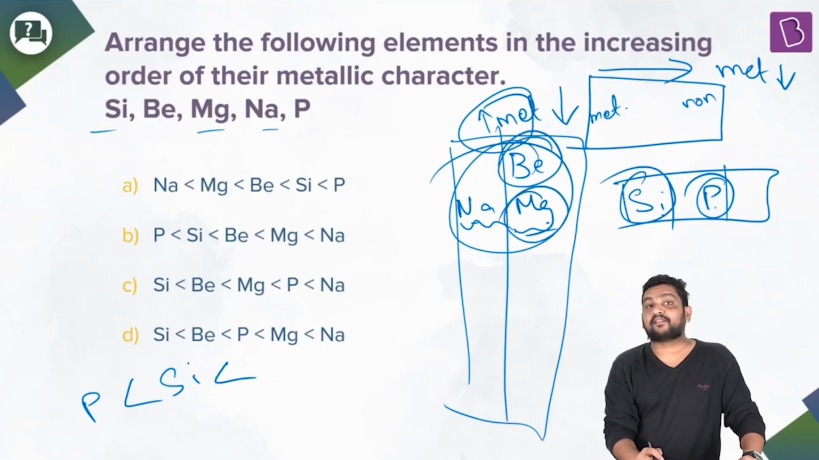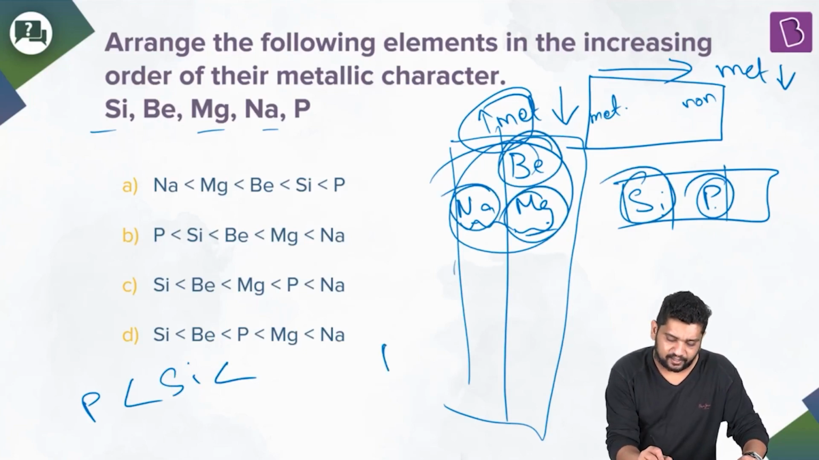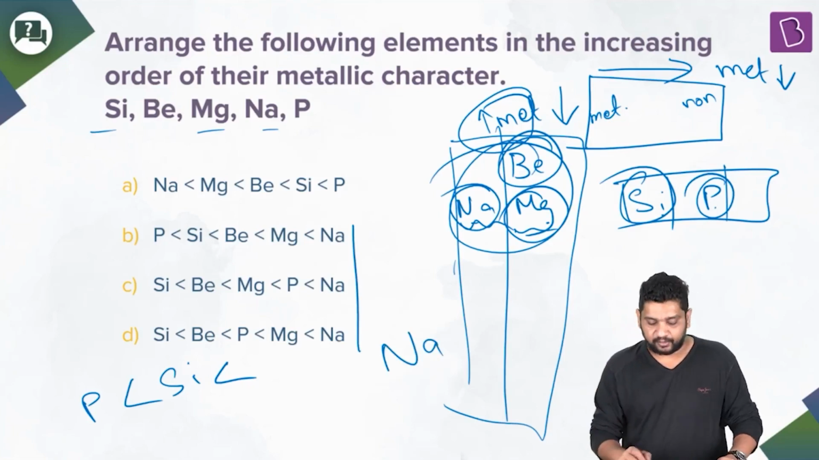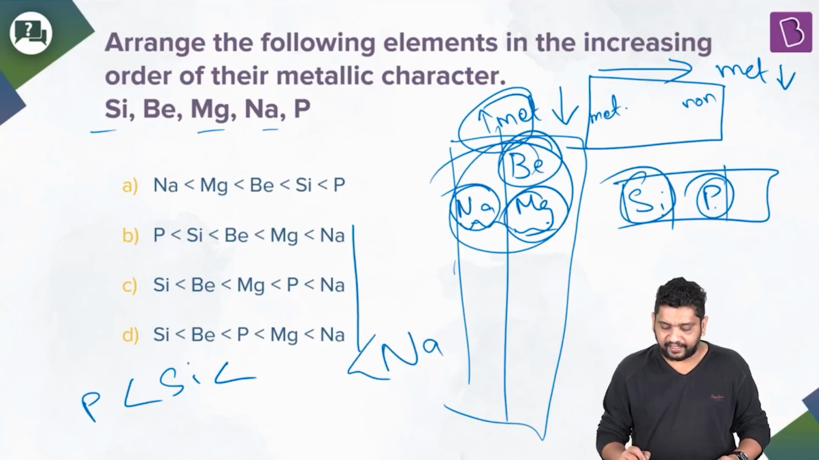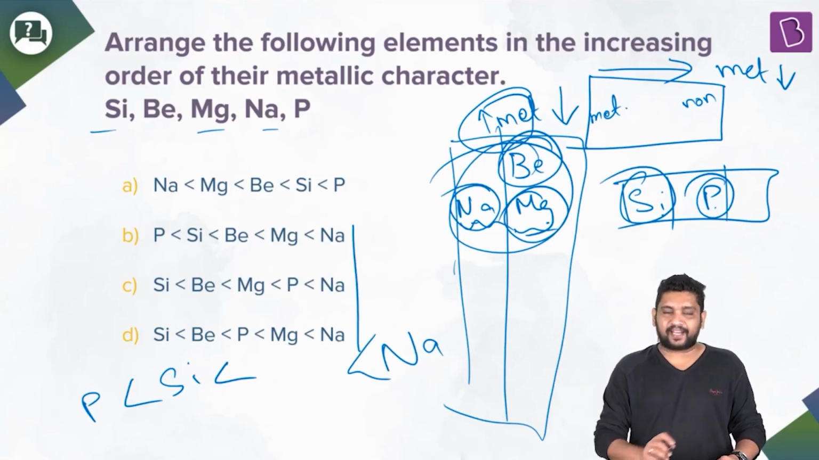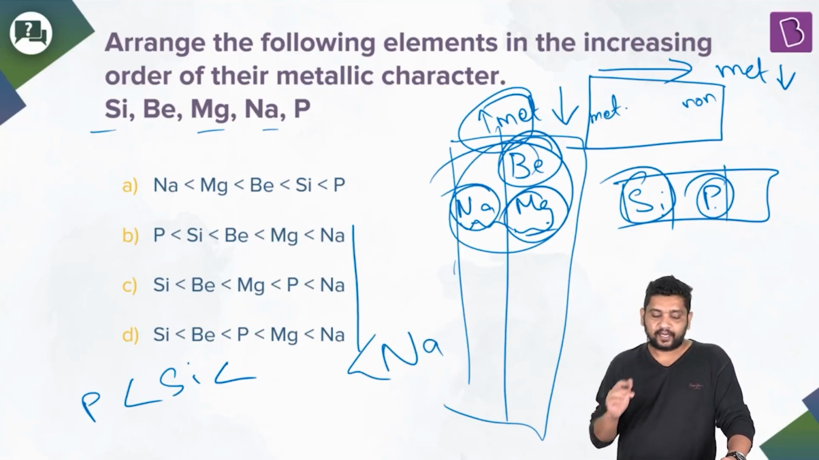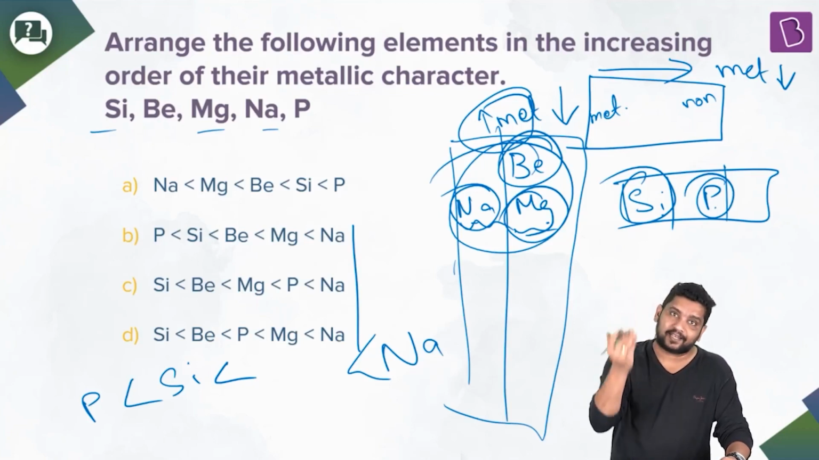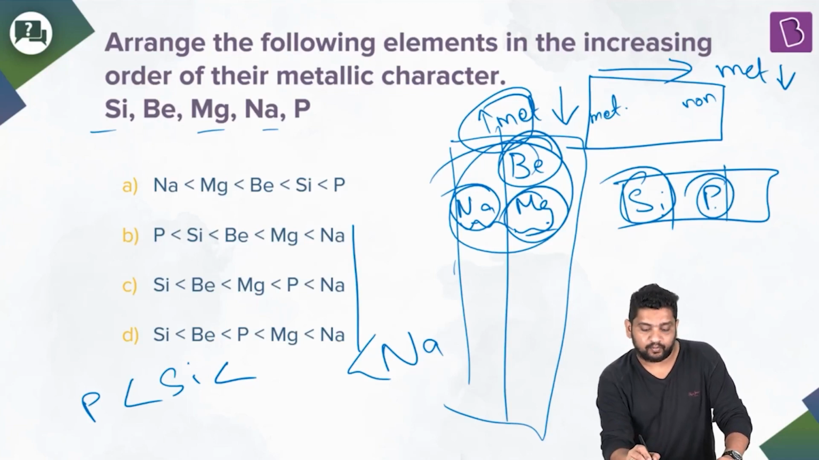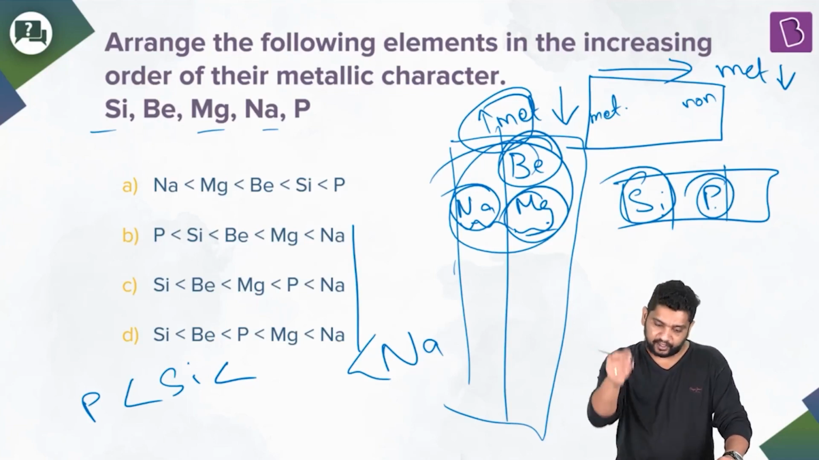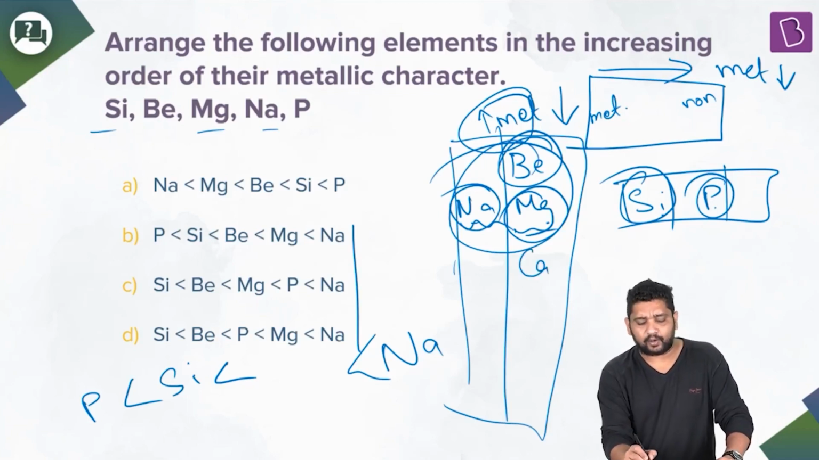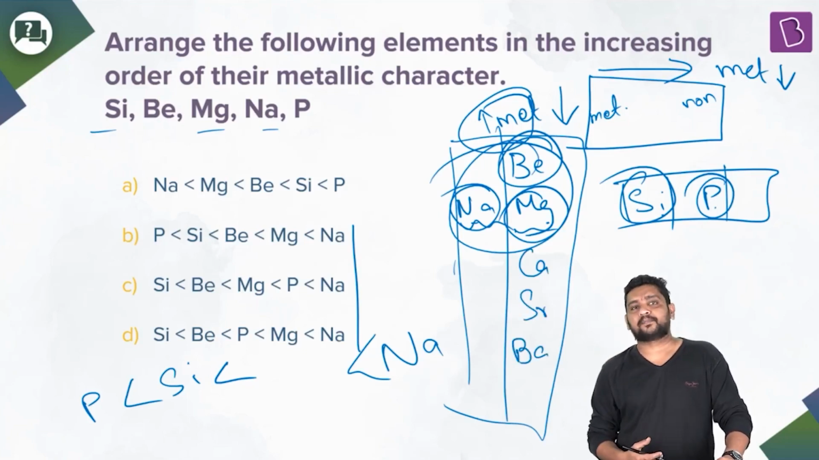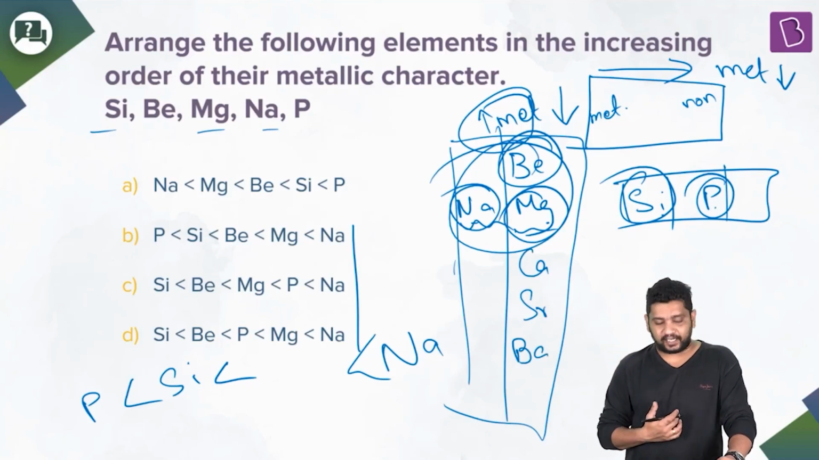Obviously at the left end you will have the most metallic character, so the most metallic is going to be sodium. You can see in most of the options sodium is given, right? So sodium is the most metallic one. After that, magnesium will be less metallic as I'm going from left to right, but from magnesium to beryllium I'm going to the top, so metallic character is going to decrease further. Within the second group, the alkaline earth metals, beryllium, magnesium, calcium, strontium, barium, radium, from top to bottom your metallic character keeps on increasing.